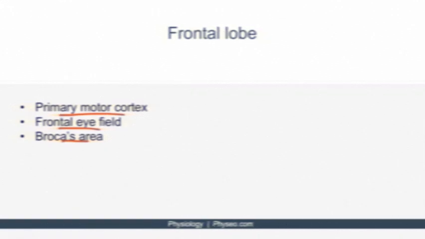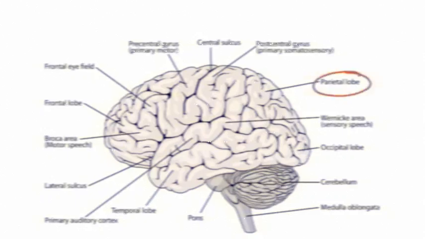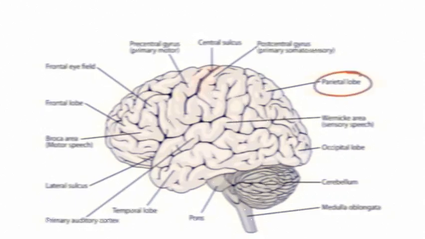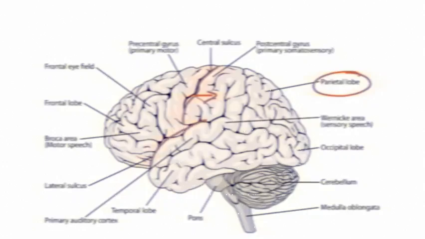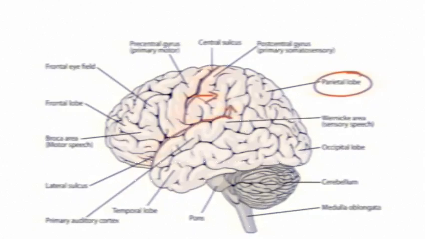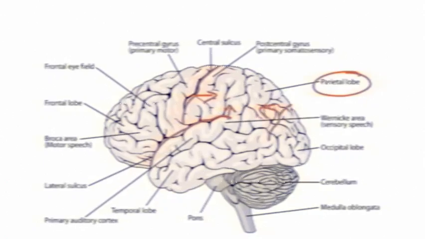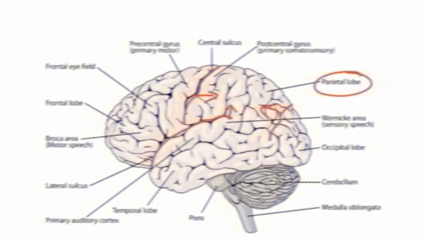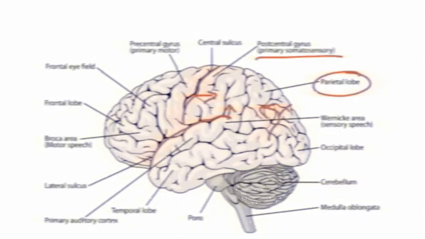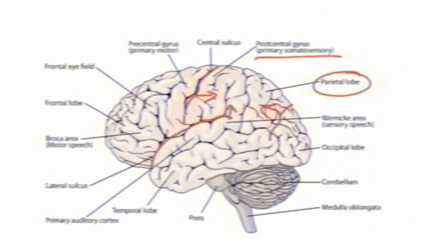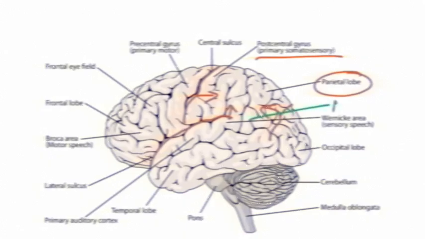Okay, let's move on to the parietal lobe. Again, the parietal lobe is right here. It's posterior to the central sulcus, superior to the lateral sulcus, and anterior to the parieto-occipital sulcus. There are two important gyri in the parietal lobe that you need to be familiar with for Step 1. These include the postcentral gyrus and the angular gyrus, which isn't labeled in this image, but it's about right here.